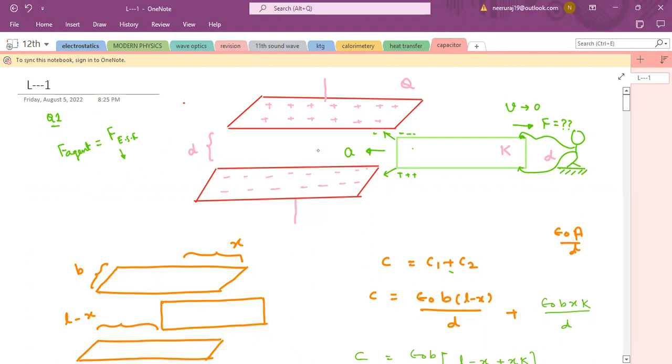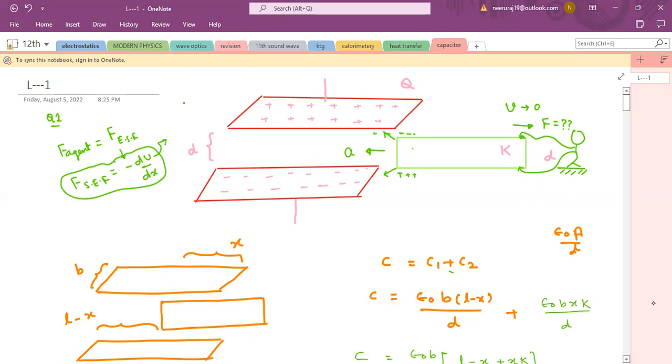But how are we going to find it? As the slab moves inside, the potential energy of the system changes, because the capacitance of the system will change. And you know, electrostatic force, or any conservative force, is F = -dU/dx. This is for a conservative force, and U is the potential energy. So I need to find out the change in potential energy with respect to the position. That will give me the electrostatic force.